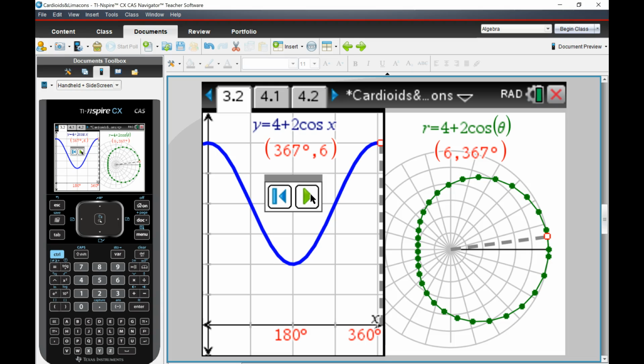Yes? On the next page, it has a list of the limits. I'm getting there, yeah.